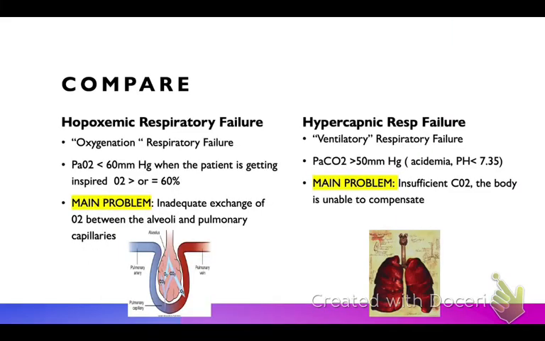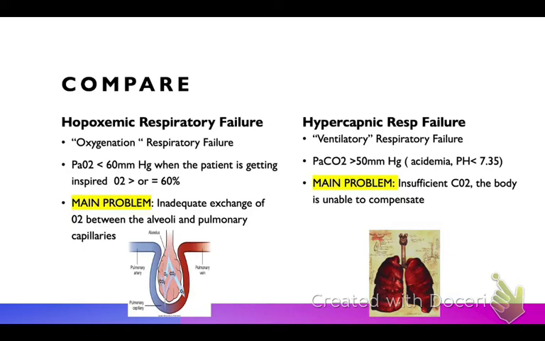Let's compare. So we've got hypoxemic respiratory failure and hypercapnic respiratory failure. Your hypoxemic is your oxygenation failure. That is where your PaO2 is less than 60, because our normal PaO2 levels are 80 to 100 millimeters of mercury. Again, your PaO2 is your body's ability to pick up oxygen from the lungs.